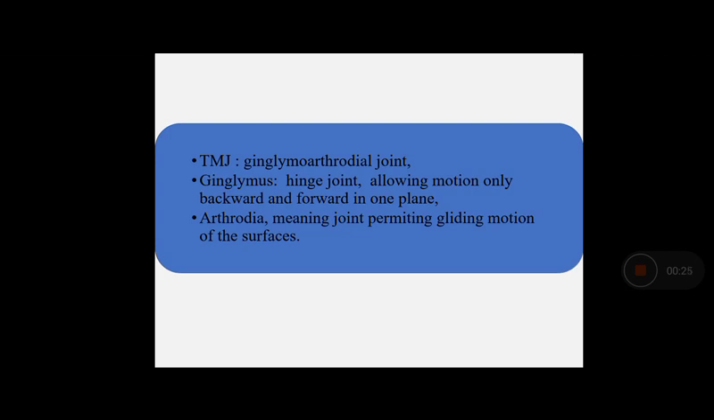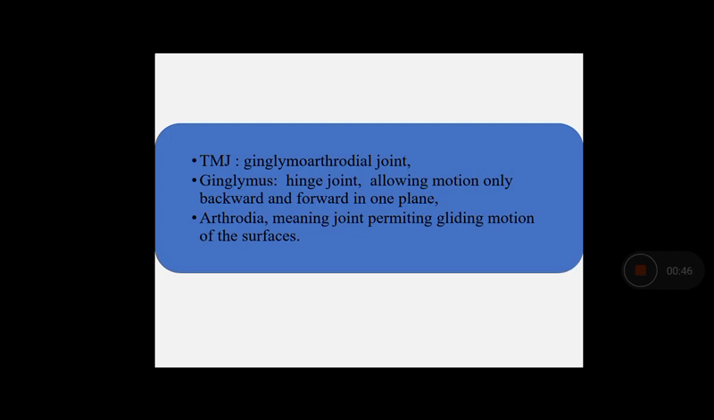So, what does that mean? Ginglymoarthrodial. It is made up of two terms. One is ginglymus, and the second is arthrodial. Now, ginglymus means hinge joint, and hinge joint is any joint that allows movement only in a single plane, that is, it allows just forward and backward movement.